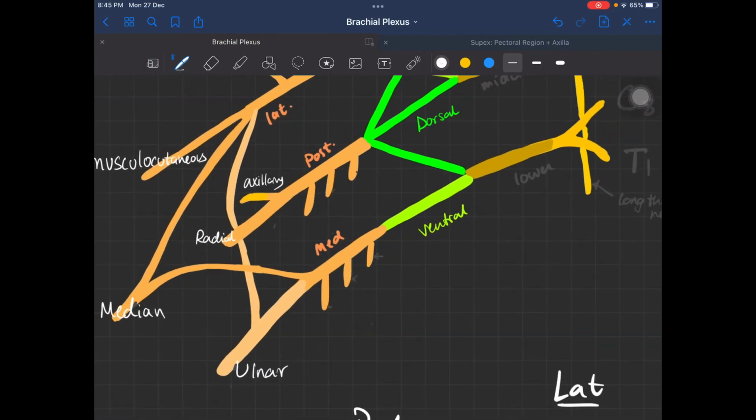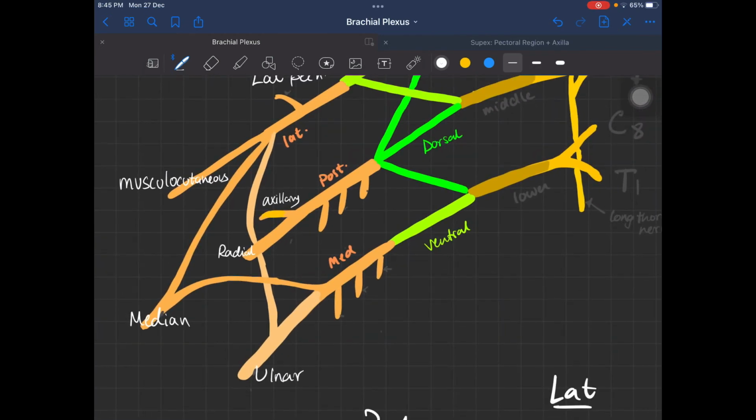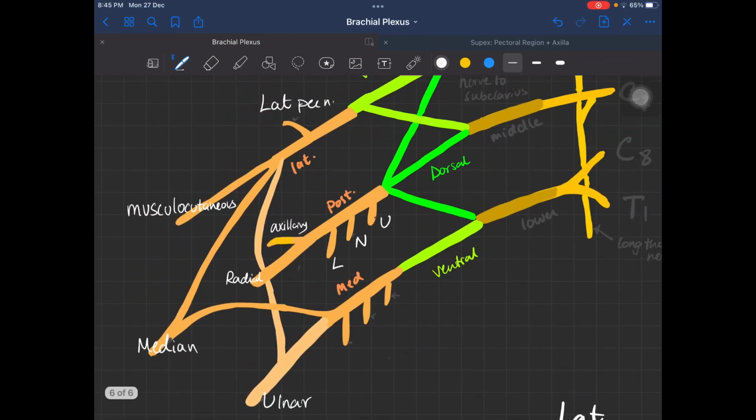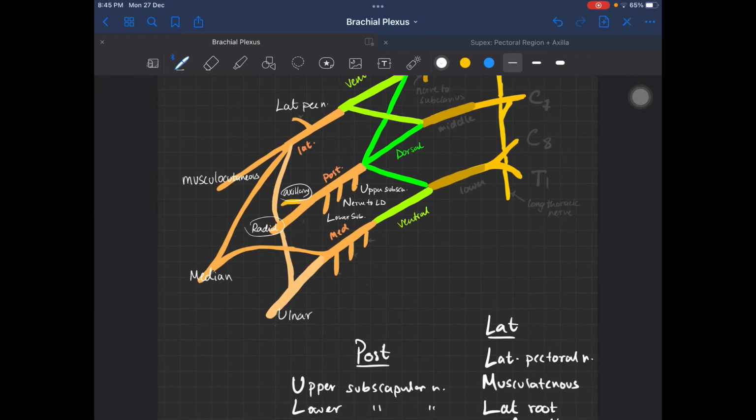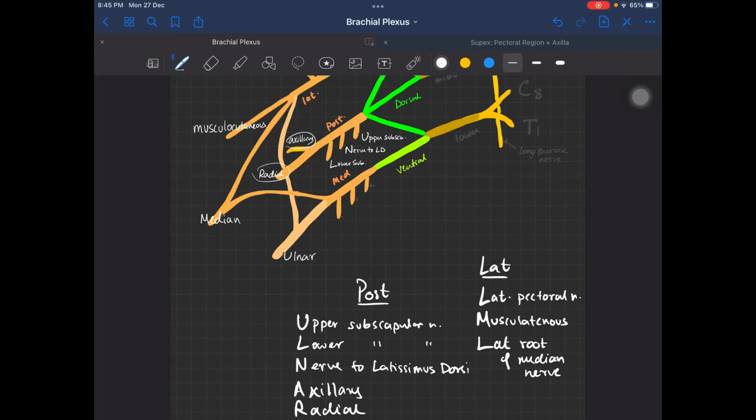So let's point it out in the schematic diagram. So you would think that it should go in order, right? U, L, N, A, R, but that's not how it goes. It actually goes as U, N, L. So it's actually unlar, but that makes no sense. So we call it ulnar. So the first branch is upper subscapular, then we have nerve to latissimus dorsi, then we have lower subscapular, then already drawn in the diagram, axillary and radial nerve. So yes, done with posterior cord.